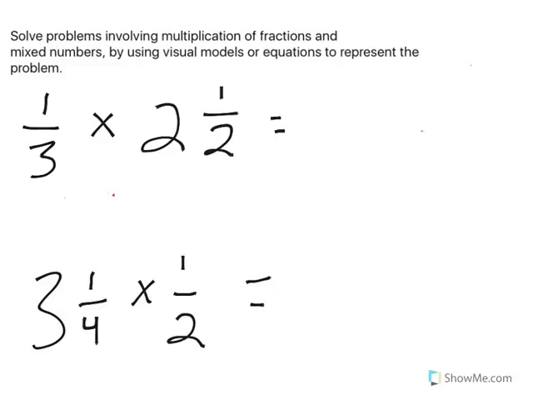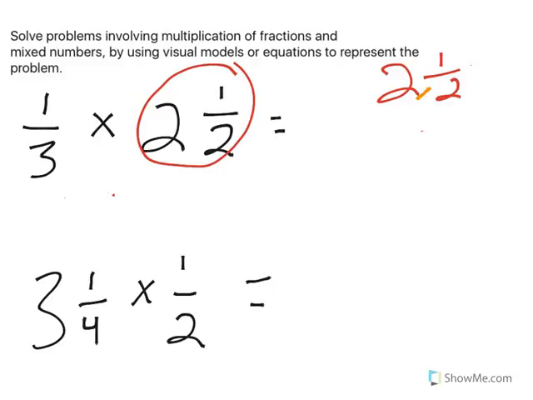Okay, so first let's change this mixed number into an improper fraction. We have 2 1/2. We multiply the whole number by the denominator, so 2 times 2 equals 4. And we then add the numerator to that number, which is 4 plus 1, which is 5. We put that over the old denominator. So we have 5 halves.